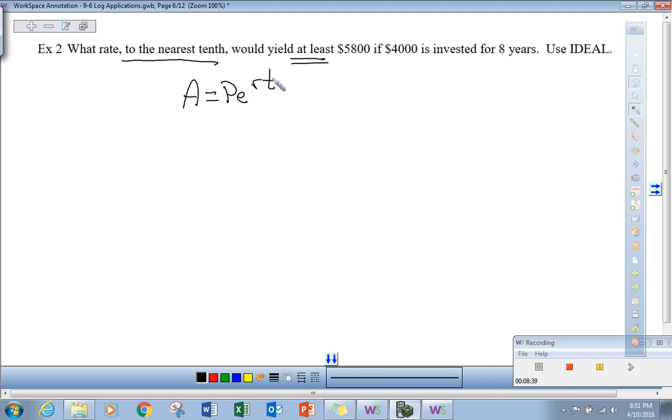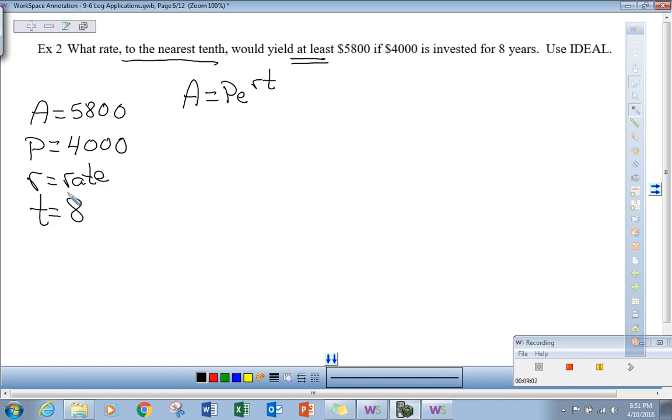Let's list everything that we know. I know that my future amount is $5,800. I know my principal, my amount right now, is $4,000. We're looking for our interest rate again. And I know that we're dealing with 8 years. So scribble down those numbers if you would. Now let's go plug them in.